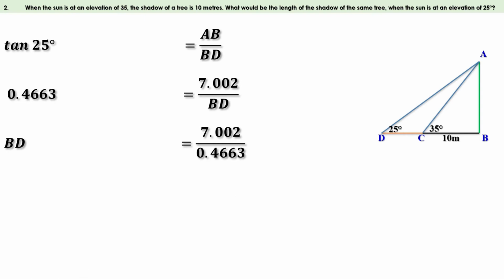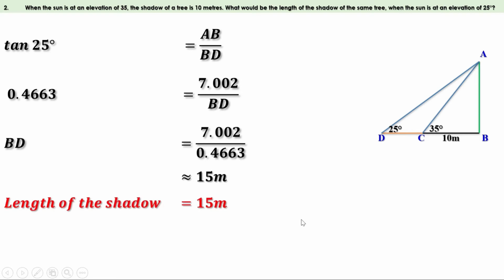15.0160841, etc. We can take it approximately as 15. That is, BD is approximately equal to 15 meters, or length of the shadow when sun is at an elevation of 25 degree is 15 meters.